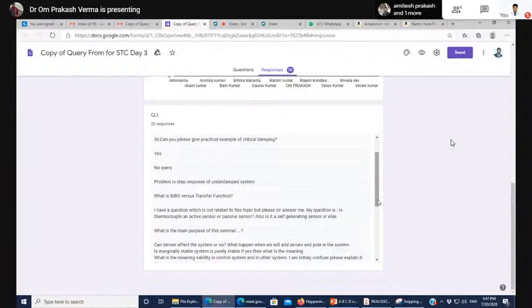I have a question which is not related to this topic, but please, sir, answer me. Is a thermocouple an active sensor or a passive sensor? What do you think? Is it a self-generating sensor or not? Active sensor means you have to give a supply or not. The thermocouple is a self-generating sensor because it does not need any power supply.